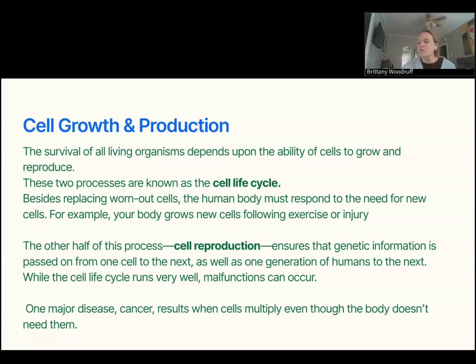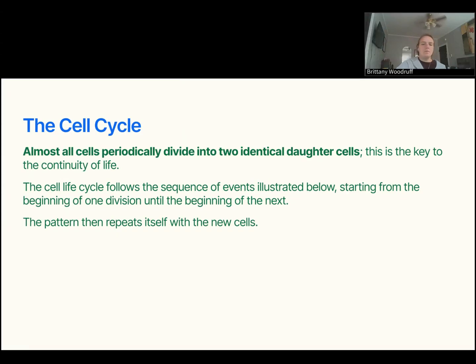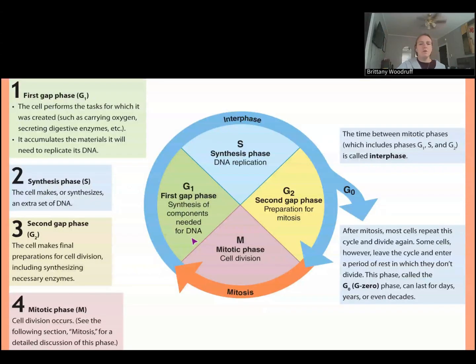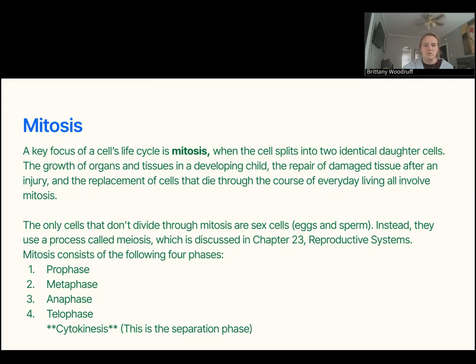Okay, so next we're going to talk about the cell cycle. The cell cycle has a whole bunch of different phases. Do not worry about knowing these. The only one that I want you guys to know is what mitosis is. So in mitosis, we are talking about cell division. Everything else is just the cell existing. So mitosis is just when the cell splits into two identical daughter cells.